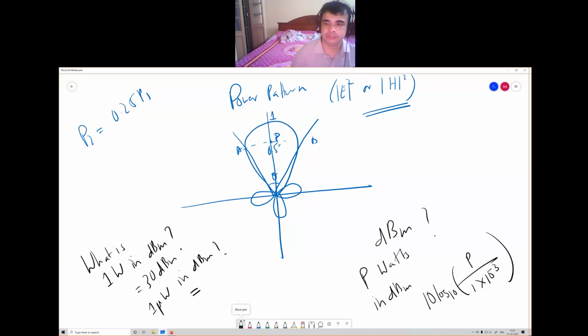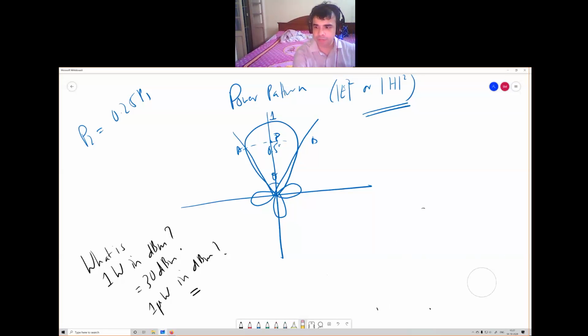Very good. Is it okay? Did you understand? Any doubt regarding dB and dBm? Anybody? Is it clear? Okay. So now tell me, if we plot this pattern in terms of dB, how to find the half power beamwidth?